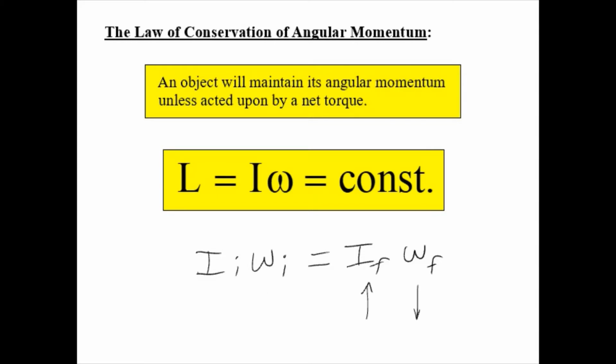Okay, in other words, if the system starts with this much angular momentum in it, and something happens to increase our rotational inertia, then omega is going to have to drop. On the other hand, if the rotational inertia goes down, then omega would go up, because the multiplication of I times omega has to remain constant, has to be the same number.